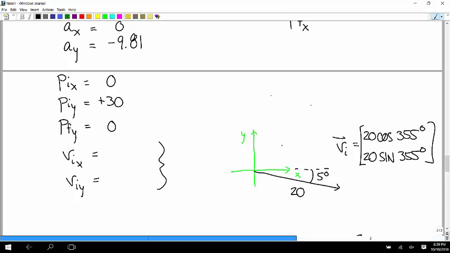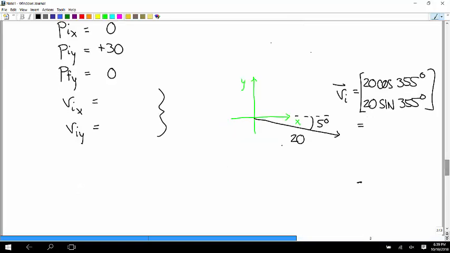Can someone calculate? Okay. 7.4. Okay. So the x component is 19.92, and the y component is -1.74. And then we don't know anything about the final velocity.